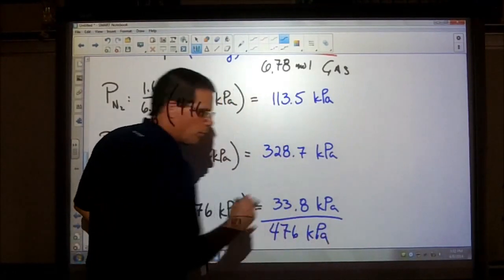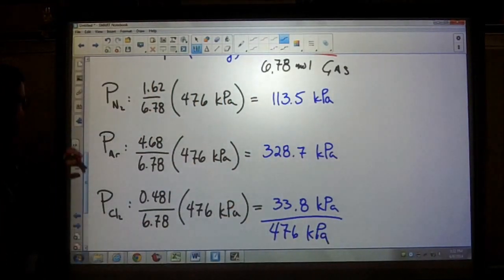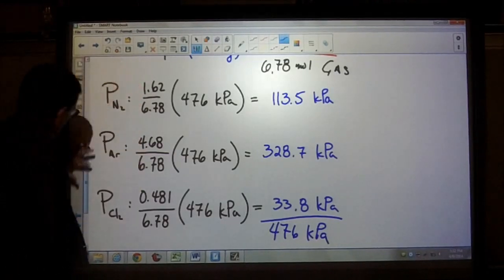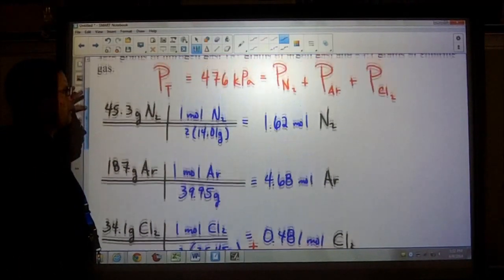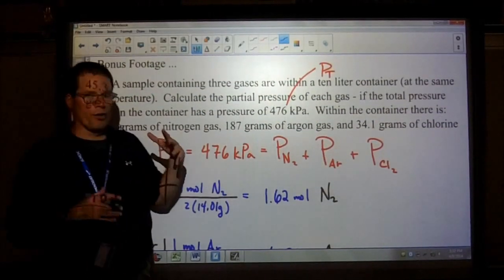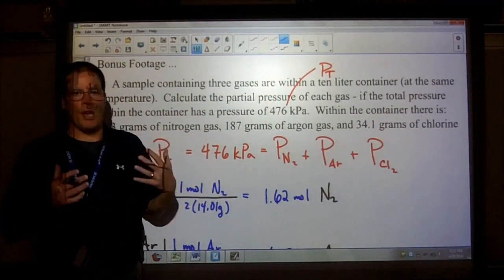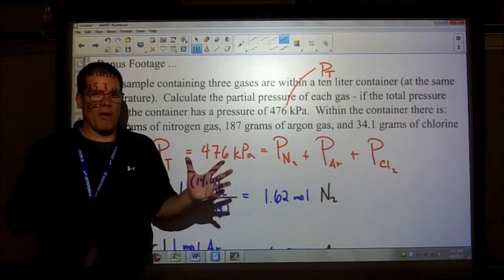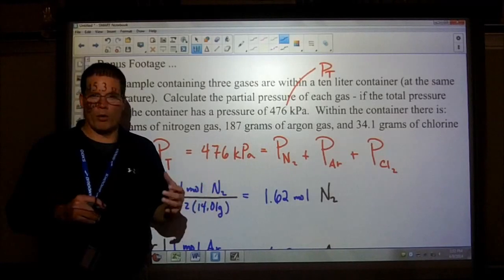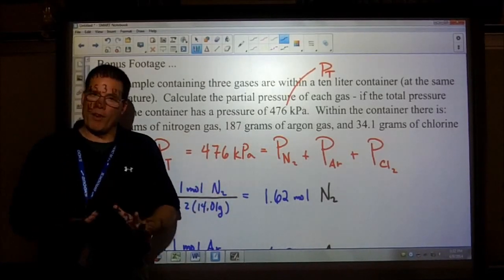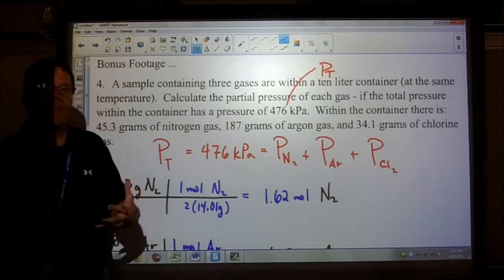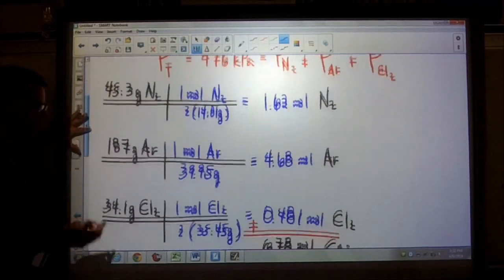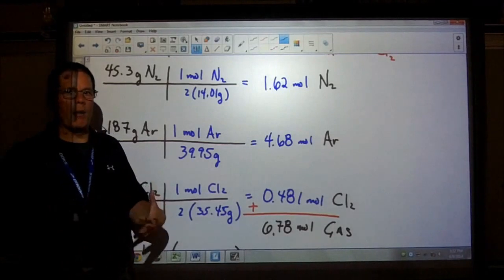Now, let's talk real briefly about why I did this, the mole fraction. Again, when looking at gases, the neat thing about gases is under the same temperature, under the same conditions, if I have 1 mole of each gas, they're going to behave in the same way by having the same number of particles and the same volume. However, we have different numbers of moles of particles. We have different gas particles, period. So to get an equalizer, we want to change those grams into moles.